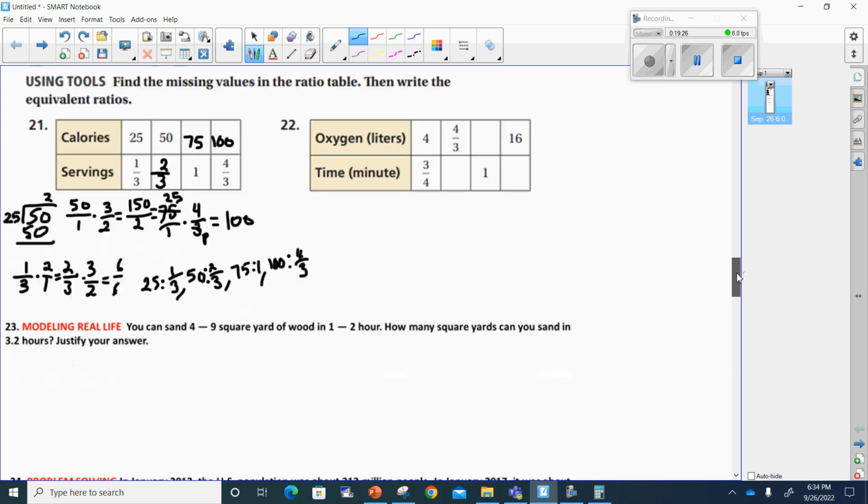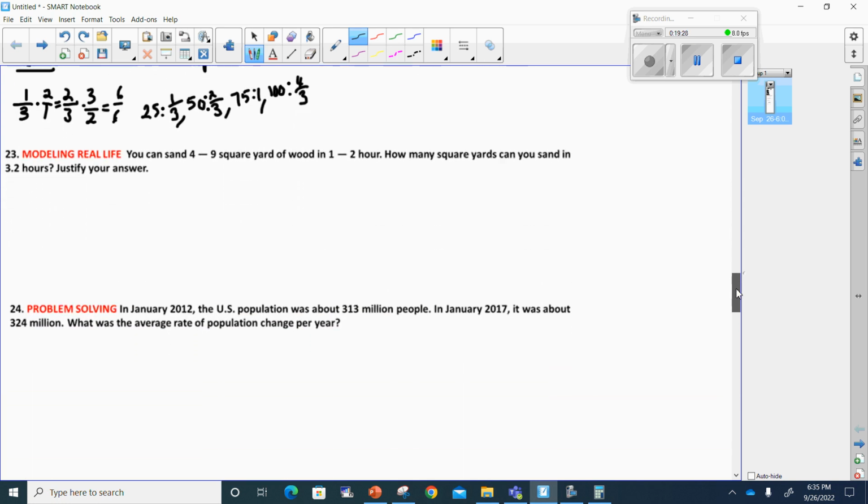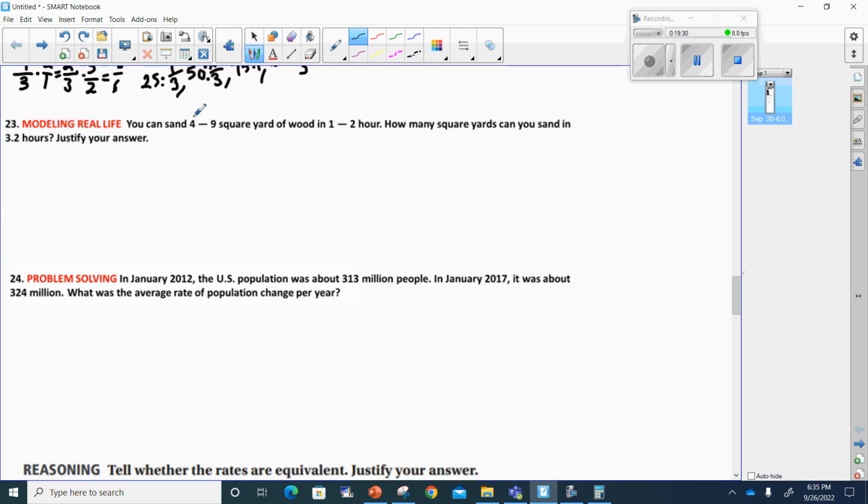All right, let's now go on to the next one. Number 23. You can sand 4/9 square yards of wood in 1/2 hour. Sorry, sometimes when I copy and paste these things, they don't come out right. How many square yards can you sand in 3.2 hours?